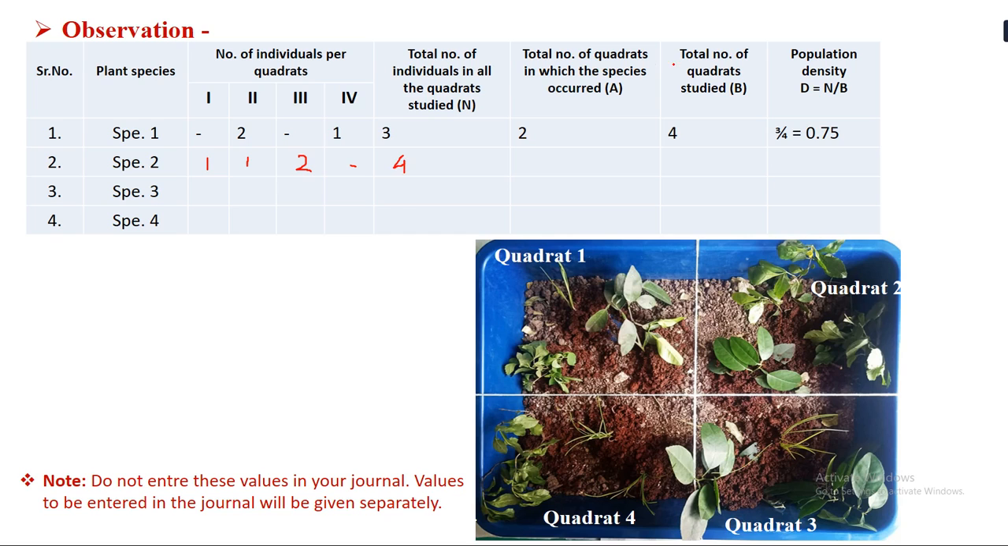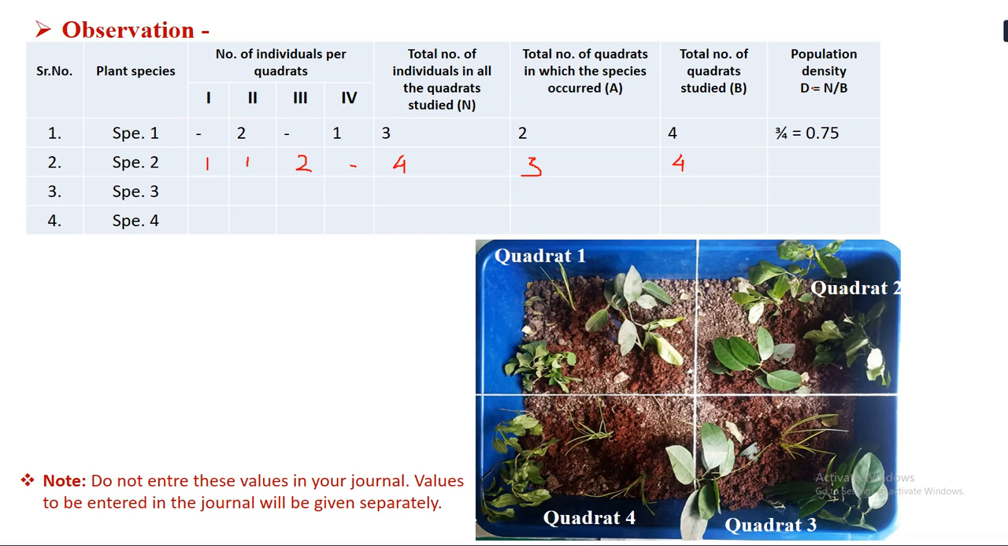Okay. Total number of quadrants in which the species has occurred. So out of the 4 quadrants, the species has occurred in 3 quadrants, that is 1, 2 and 3. So the value that will come over here is 3. Total number of quadrants that you have studied, so you have studied 4 quadrants. So again, the value that will come over here is 4.